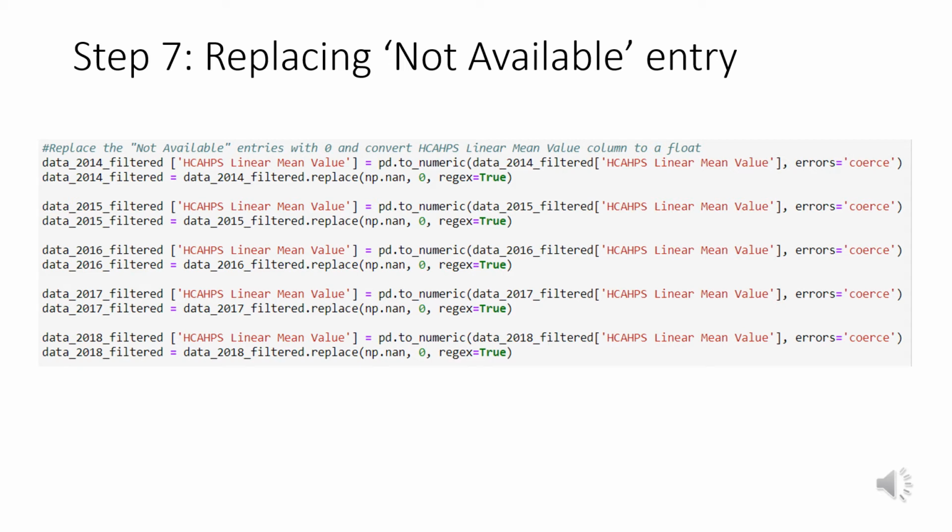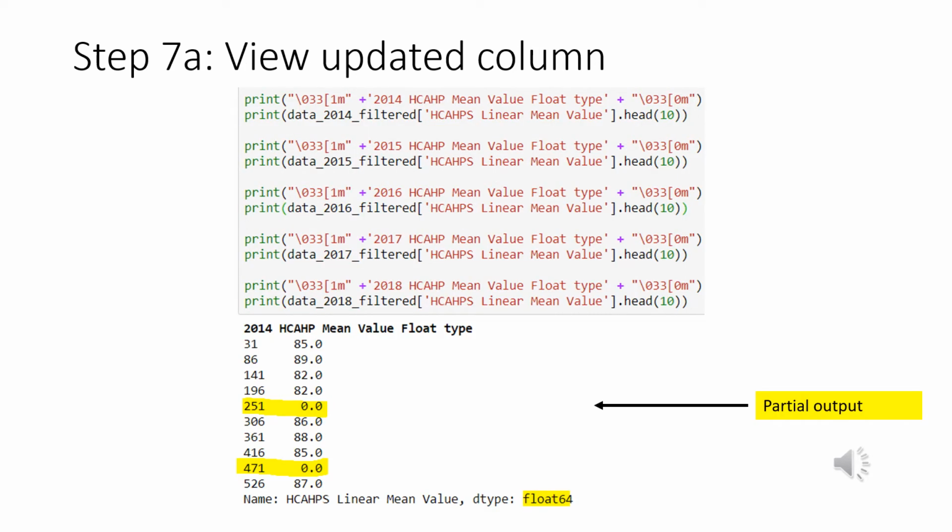We're going to convert the not available entry with 0 and then convert the HCAHPS linear mean value column to a float. So it's going to be occurring in 2 steps for each data frame for each given year. We're checking how the column has been updated. And in this slide, I'm just showing data from 2014. And you can see that the not available entry have been changed to 0. And then the data type is a float.